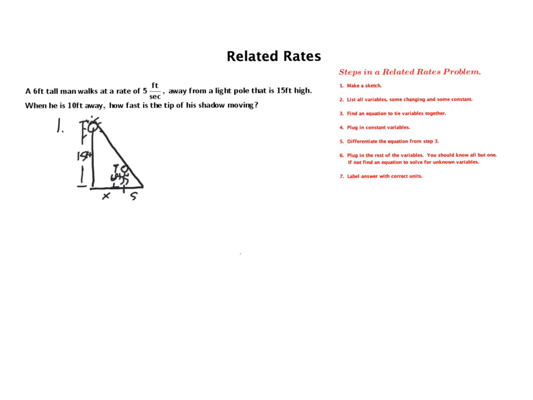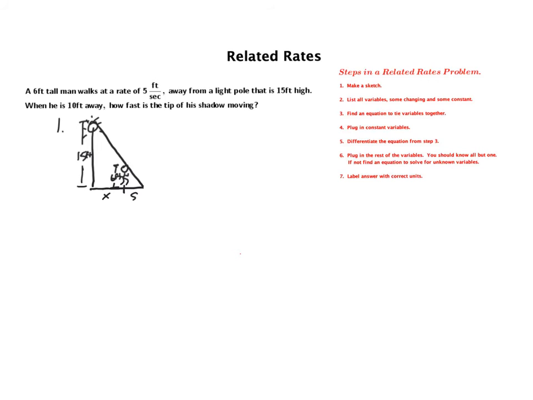So here's my sketch, and we can see we have a light pole that's 15 feet tall. We have a 6-foot tall person walking away from the light pole. Notice in my sketch I've defined variables for the distance from the light pole, x, which is going to be changing. And I defined another variable, s, for the length of the shadow, which is also going to be changing as he's walking away. So it's very important to define anything that's changing in your picture as a variable.